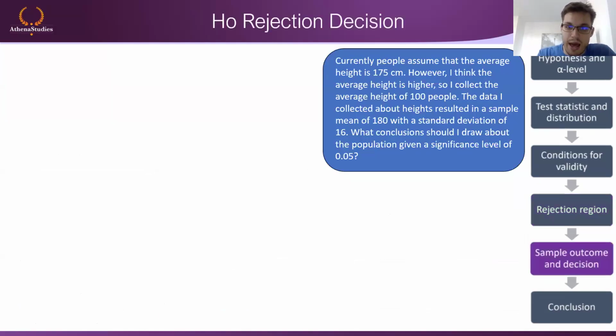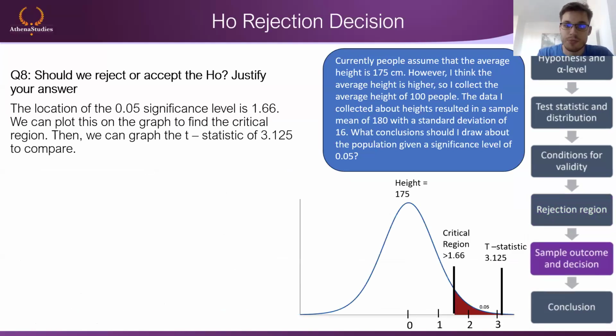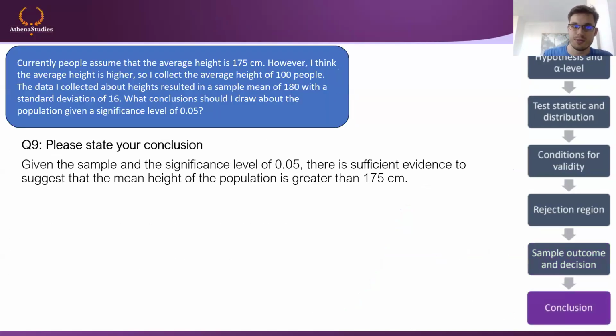Because we have 3.125 and the critical value is 1.66, we reject H0. So our final answer is that we have found sufficient evidence to reject the null hypothesis. Given the sample and the significance level, there is sufficient evidence to suggest that the mean height of the population is greater than 175 centimeters.